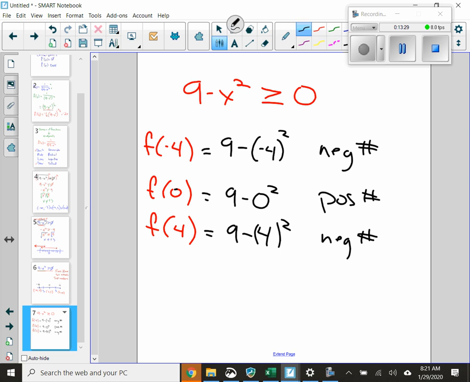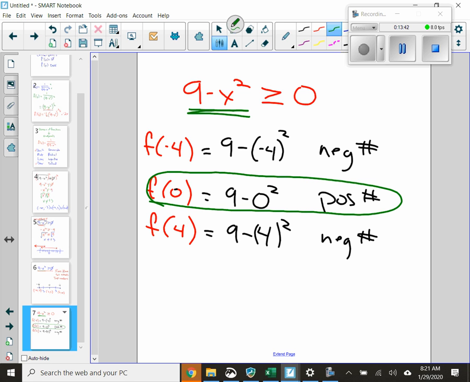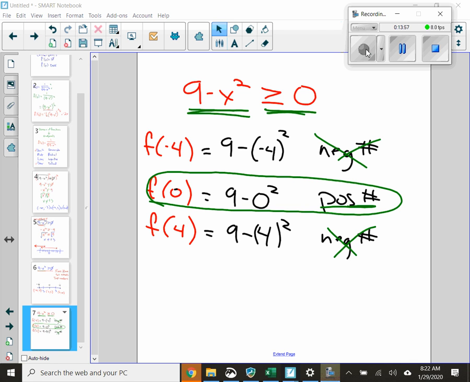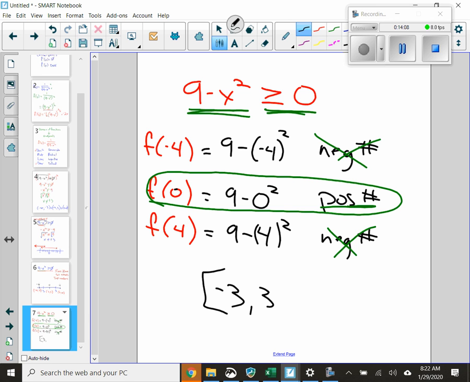So the only number of these 3 that I tested that makes this true, 9 minus x squared greater than or equal to 0, is this one right here, because it's a positive number. Positive numbers are greater than or equal to 0. Negative numbers, they're no good. Those are not making this true. So my domain, according to this, the second step of finding a radical, would be just from -3 to 3.